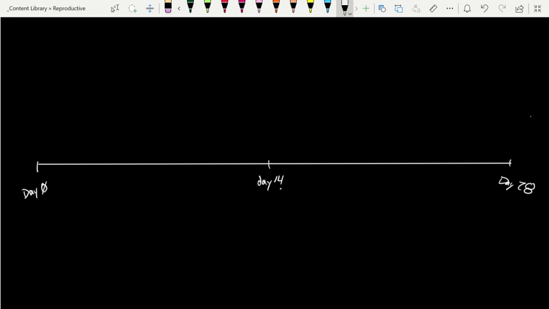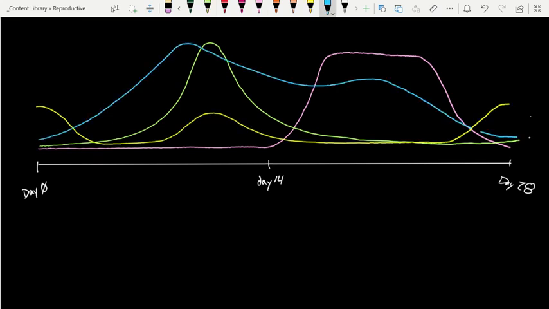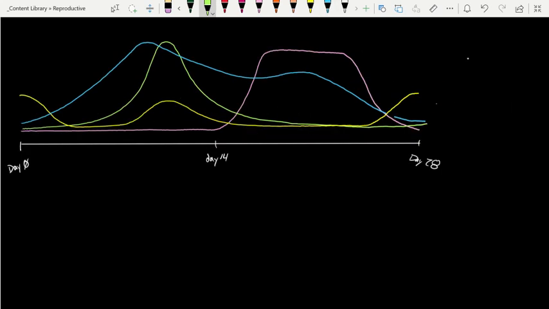Now, what I'm going to do is draw 4 different colored lines. And as I draw them, I want you to think about which hormone is represented by that line. There's line 1, line 2, line 3, and line 4. So what hormones should we assign to those lines? In green, we have LH. In yellow, we have FSH. In blue, we have estrogen. And in pink, we have progesterone.